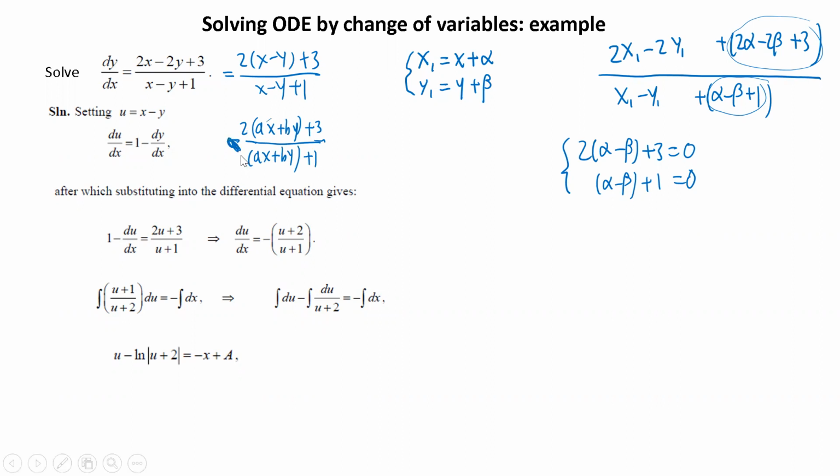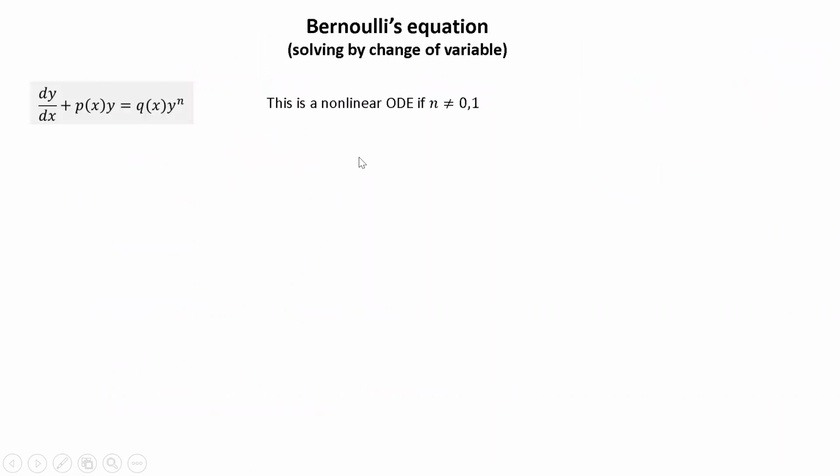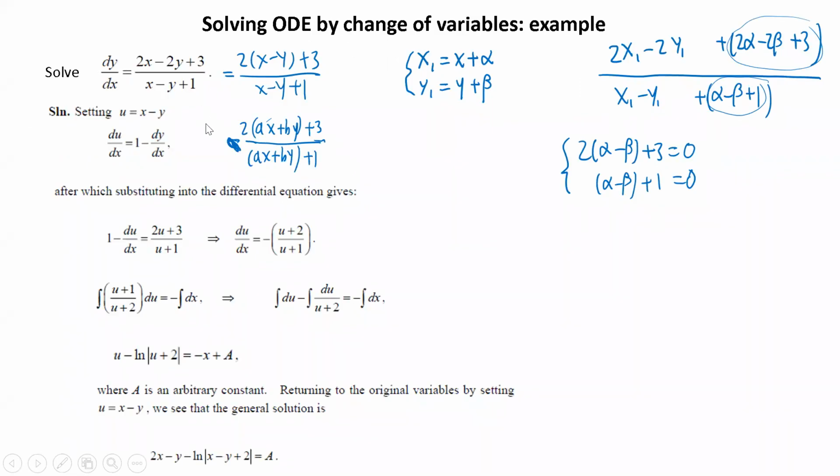So you can use the same trick. This time you just let u equal ax plus by. So this is just a simple example that by using variable substitution, we convert the differential equation to a form that we are familiar with, and then solve it.